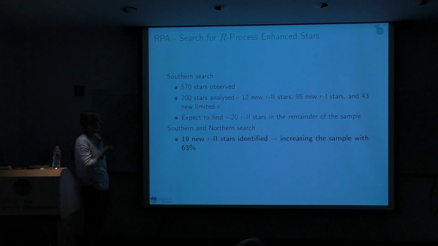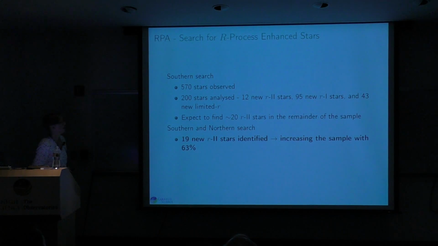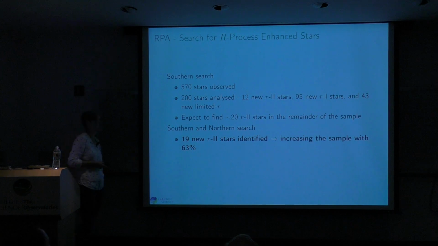So this is basically the status of the southern search. We have observed about 570 stars, and 200 of those have been analyzed. Now, the first sample that came out this year, my paper, where we found 10 new R2 stars, was a very, very good sample. In the next 100 stars, we've only discovered 2 new. But that puts the fractions down to what we actually expected before we started the survey.